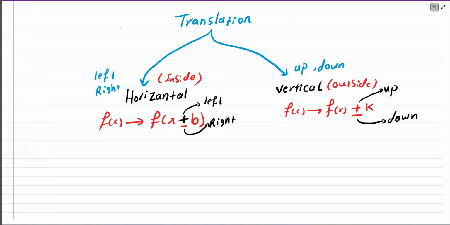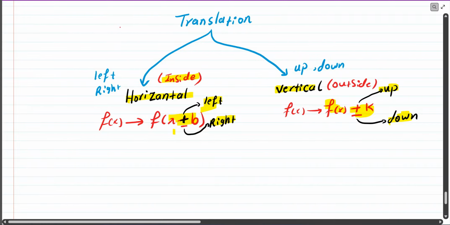So this is the basic of translation. I'll say it again. Left or right is horizontal. Up or down is vertical. For horizontal, it's going to be inside, you will add or subtract a number from your x. But for vertical, you will add or subtract a number from the whole function. Plus means up, minus means down in vertical. Plus means left, opposite, let's say, and minus means right in horizontal. Let me show you by graph.